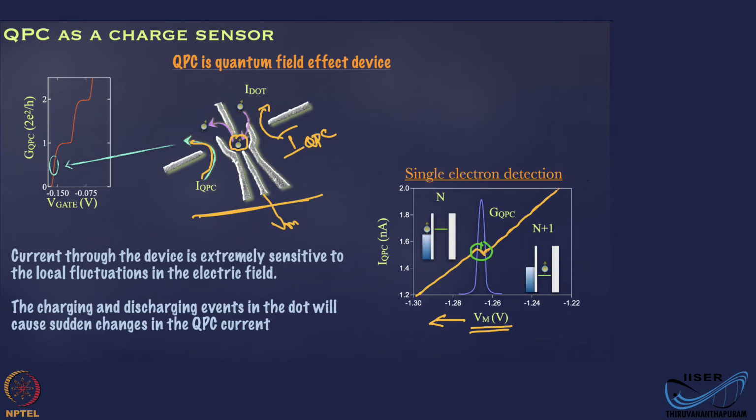So remember, in this specific case, the dot is in the one electron regime, and the tunnel barriers are really, really thick, broad, so that you cannot measure any direct current through it. So the only way to know whether the electron has gone out or it is inside is by using a charge sensor. Current measurement is not reliable in that regime.